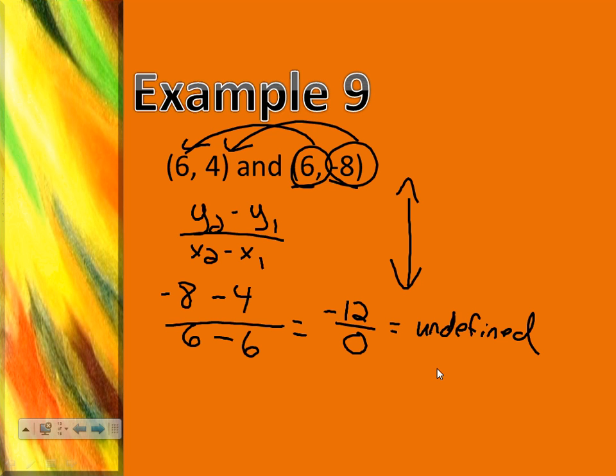If you plotted those, over 6 and up 4, over 6 and down 8, and connected them, it would be a vertical line. Do you understand? When 0 is in the numerator, you can do that. Put it in your calculator, it'll give you 0. That's a flat line. When 0 is in the denominator, when it's under the fraction bar, it's undefined.